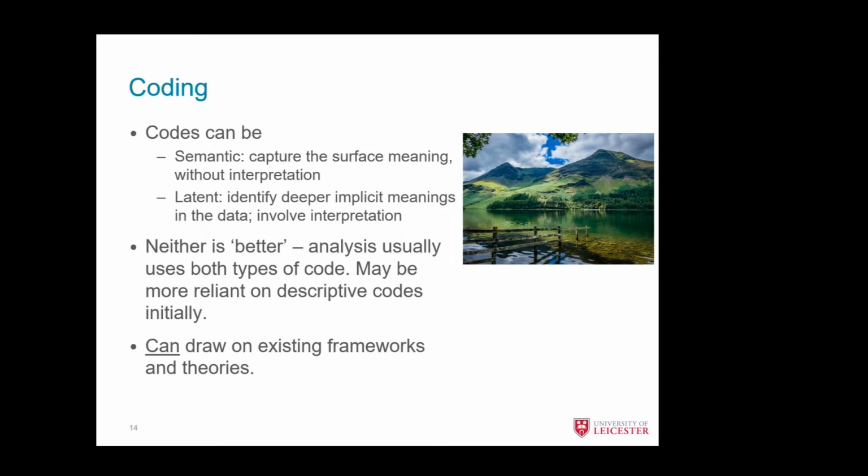So thinking about the types of codes that we can use, and I'll give you some examples of this on the next slide. Our codes can either be semantic, where we're just capturing the surface meaning of what's being said in a piece of text, not doing any interpretation. Or they can be latent codes, where as researchers, we're starting to think a bit more deeply about what someone's actually saying. They might not be using those exact words, but what's going on here? What are they saying? How can we interpret what they've said here?